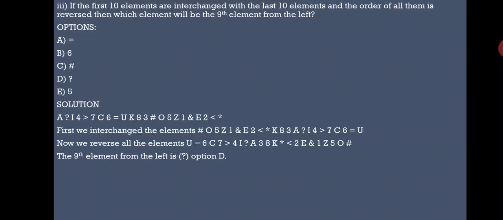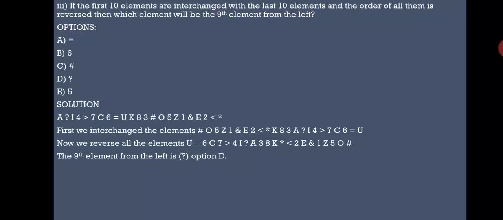The first 10 elements are interchanged with the last 10 elements, and the order of all of them will be reversed. Which element will be the 9th element from the left hand? Okay, options are given. First write the question term: A question mark I4. First we need to interchange the elements. Okay, we need to interchange the first 10 elements. First 10 elements are interchanged, right? After the last 10 elements are interchanged, we need to change the first 10 elements.